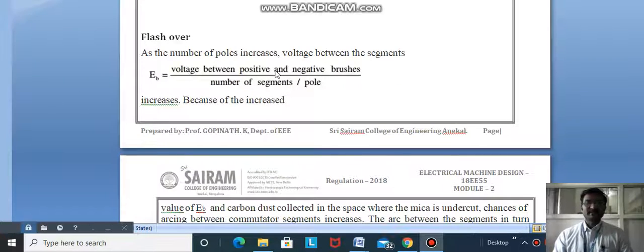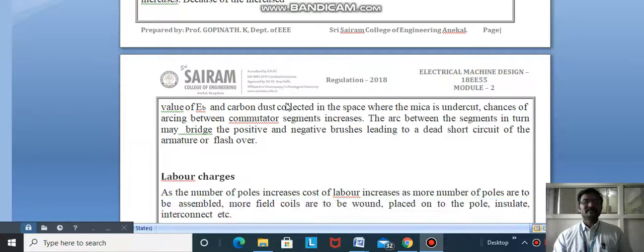Okay, as the number of poles increases, the voltage between the segments, Eb, which is equal to the voltage between positive and negative brushes divided by the number of segments per pole, increases. Because of the increased value of Eb and carbon dust collected in the space between the mica undercut, chances of arcing are a major one. Okay, when you go for a high number of poles, the voltage between commutator segments increases, and the arc between the segments in turn may bridge the positive and negative brushes, leading to a dead short circuit of the machine.